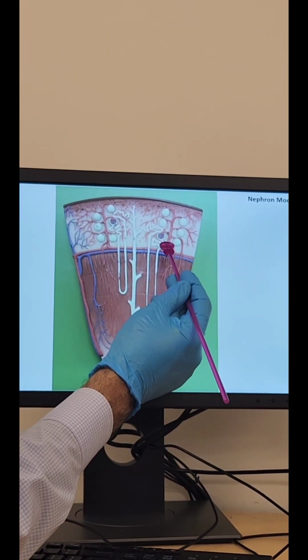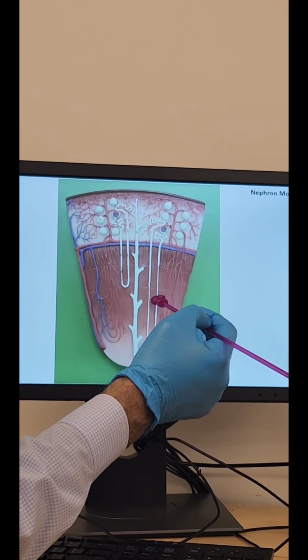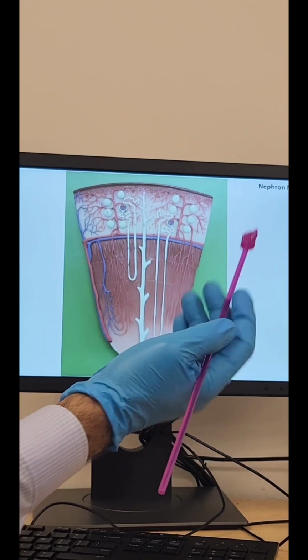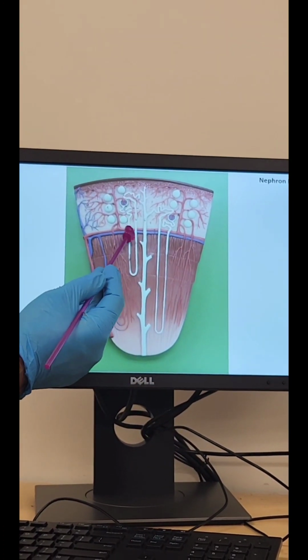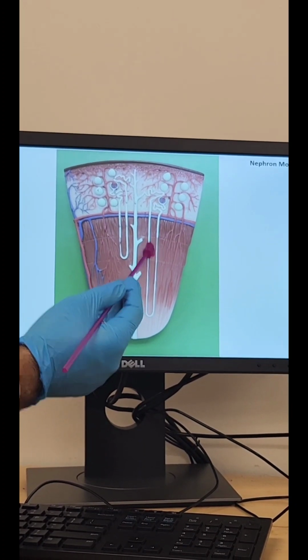Follow this one. This is the proximal. Next to the proximal, this is descending. And then ascending is attached to the distal. So don't get confused. Students get confused because earlier we said this is descending, this is ascending. But now this is ascending, this is descending. Everyone understand this? Good job.